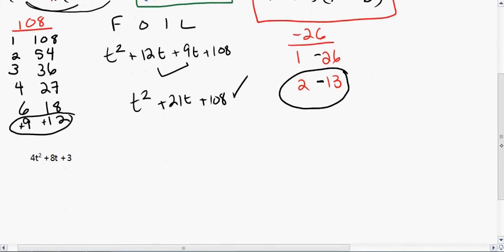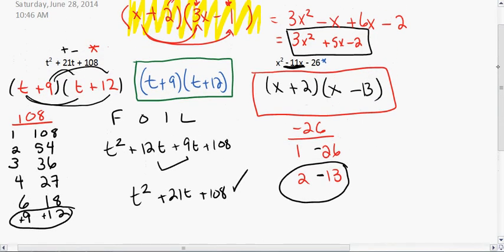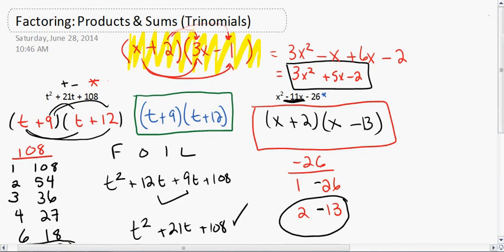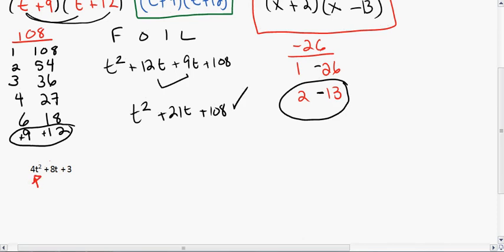In the next video, I'm going to show you what happens if your a is not equal to 1, like this one, 4t squared. It's basically the same process, but I'm going to use grouping as well. So that's how to factor a trinomial if you only have a 1 for a. And if you'd like to know how to deal with that 4, what happens when a is not equal to 1, then watch the next video.